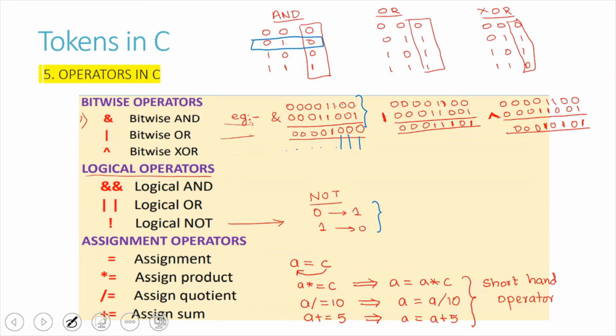Then we have the assignment operator. Here C is copied to A. Next, if you have *=, then writing A *= C is the same as writing A = A * C. And A /= 10 implies A = A / 10. These sets of operators are also called shorthand operators because they help us reduce the number of characters to be written.